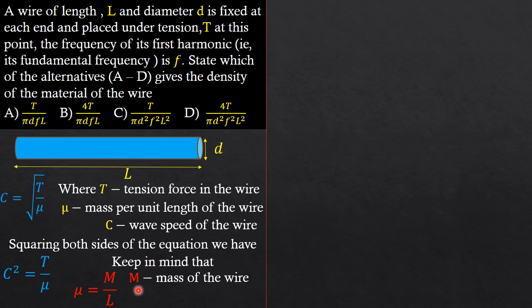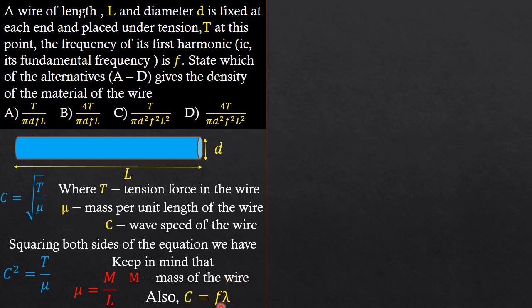The mass of the wire. Great. Once we've defined it, we are free to go ahead now and use our formula. So in this case, we'll also tell them that the speed of a wave is related to its frequency and wavelength by the equation c equals f lambda.